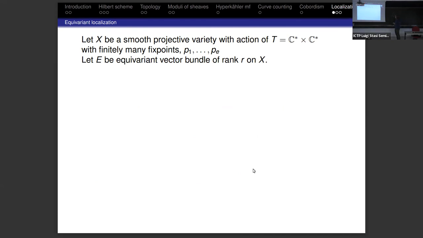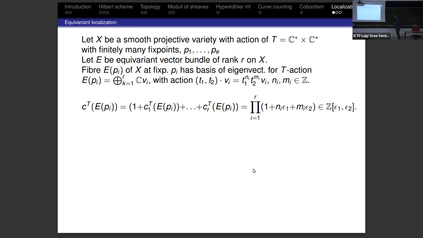And we assume the action has finitely many fixed points, then we want to use this to compute intersection numbers corresponding to equivariant vector bundles on X. So assume E is an equivariant vector bundle of rank r on X. That means that the action of this torus lifts to E compatibly. Then, because of this, in particular, if I have a fixed point, the fiber over the fixed point is a vector space with an action of the torus.